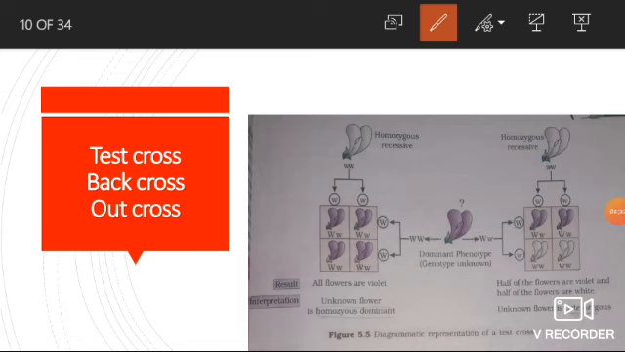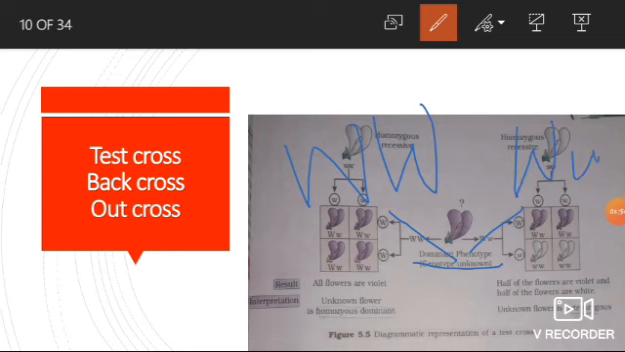Now we will discuss test cross. Test cross is a type of cross to know whether an individual is homozygous or heterozygous for a dominant character. As you can see in this diagram, this is the dominant character, that means the dominant phenotype, that is violet color. But we don't know the genotype of this dominant phenotype. Either it is pure dominant or hybrid dominant.